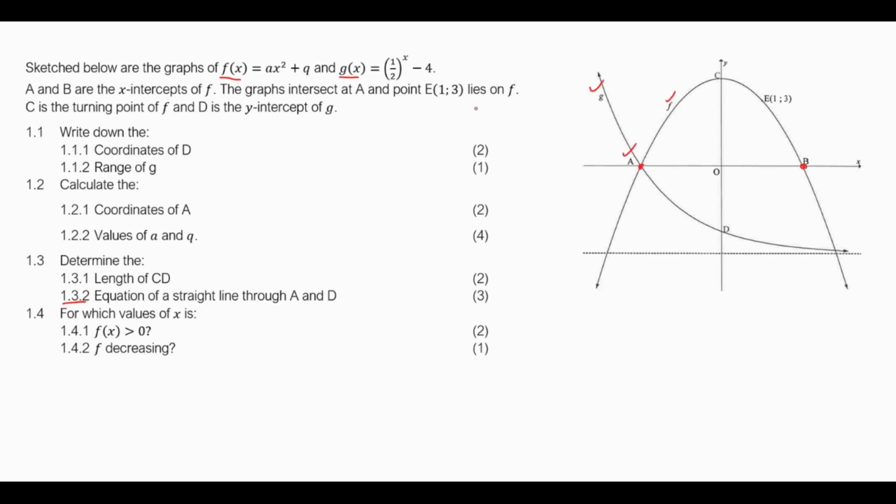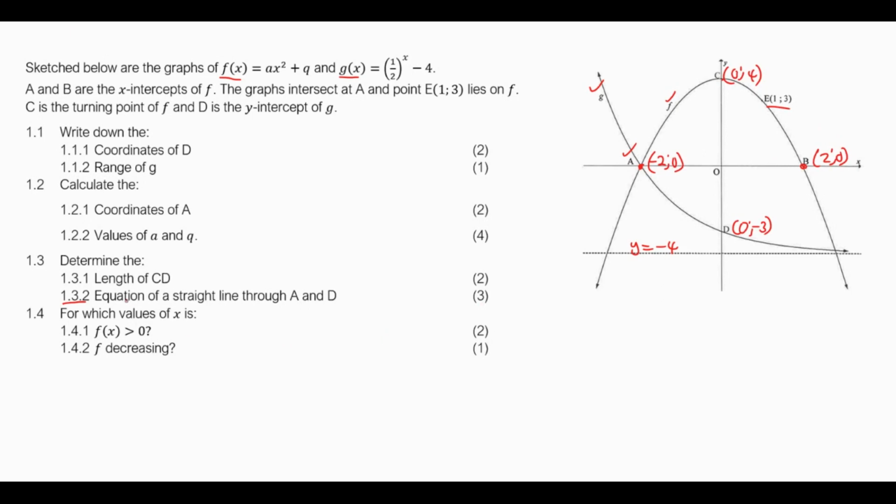Point E lies on f. C is the turning point of f and D is the y-intercept of g. From the previous questions, we managed to find that the coordinates of D are (0, -3), y is equal to -4, A is (-2, 0), B is (2, 0), then C is (0, 4). That's what we managed to get in the previous questions.